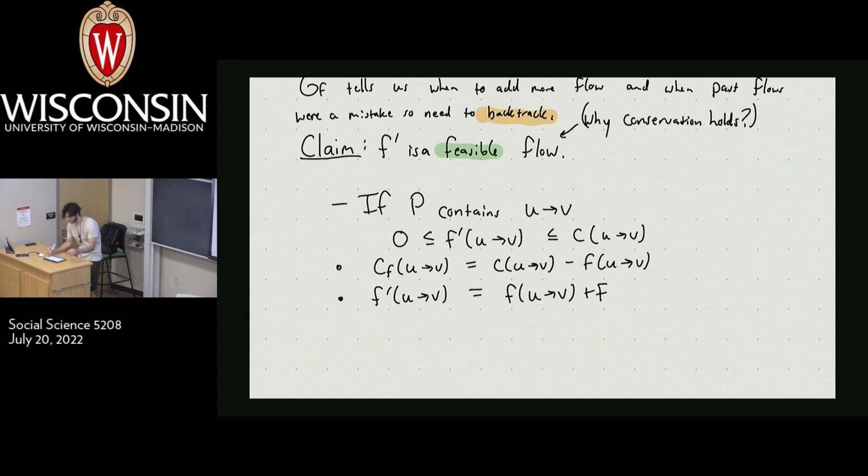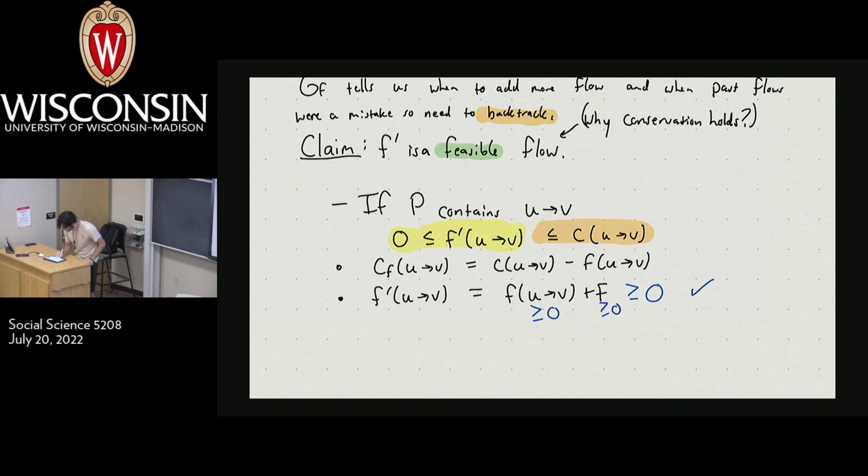So the easy part is going to be the 0 less than or equal to part. So let's do that first. Well, this is greater than or equal to 0 because the original flow was feasible by assumption. So the original flow is at least 0. And that capital F is also at least 0 because it's a capacity, right? That was the minimum capacity on the path. So those are both at least 0, and so the sum's at least 0. So that part's easy.